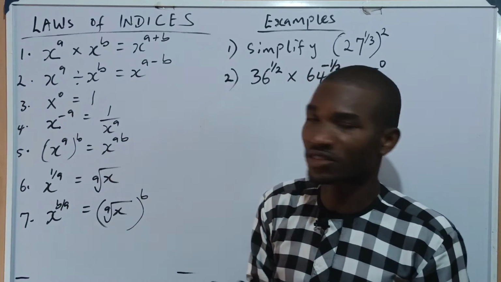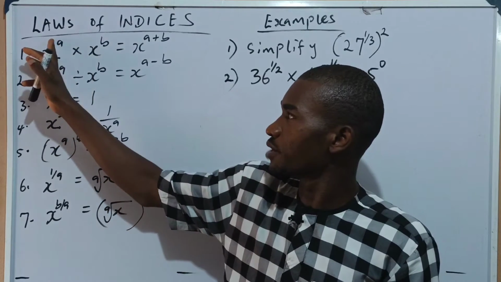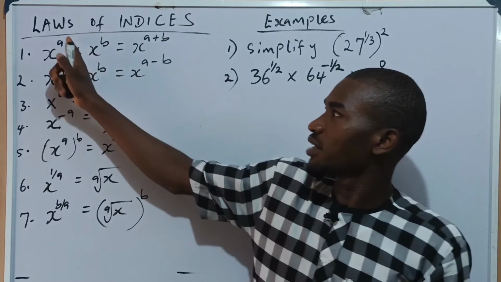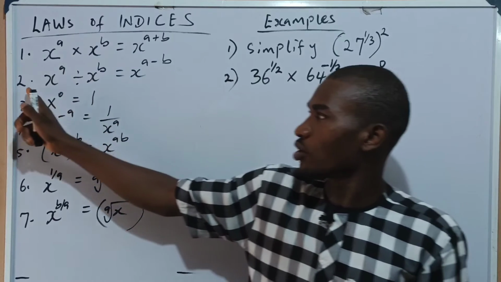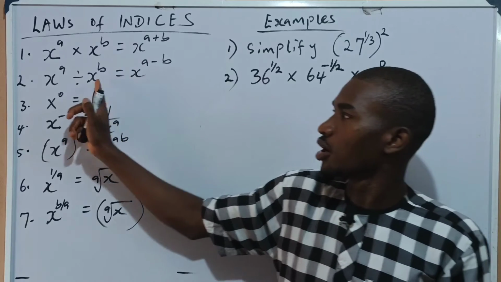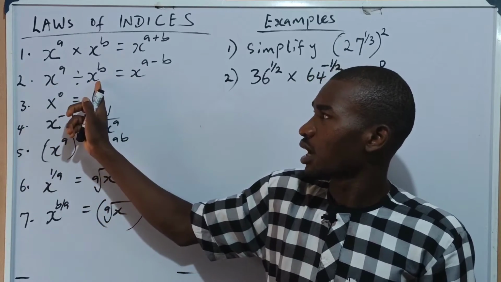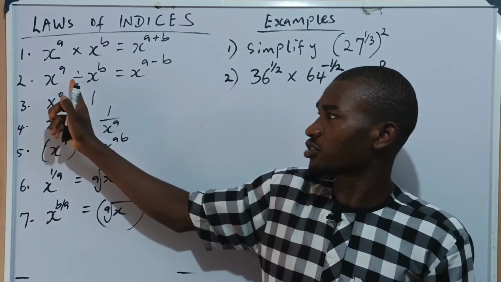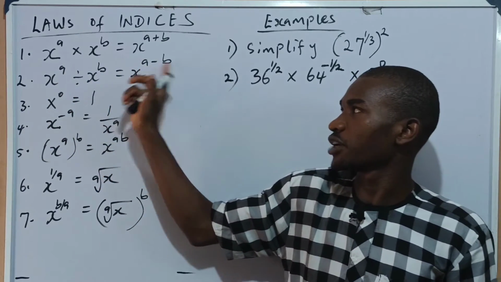Remember, the first law of indices states that whenever we have the same base raised to a given power, then bring out one of the base and add their powers because we have multiplication here. And the second one, whenever we have the same base, x here and x here, and we have a division sign, we bring out one of the base, and because of this division sign, we subtract the powers. That's why we have a minus b.